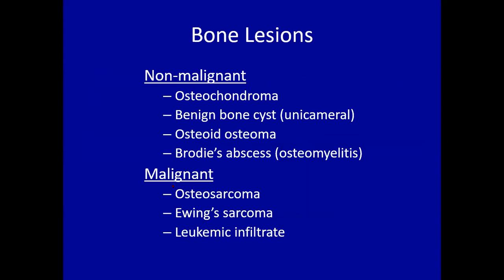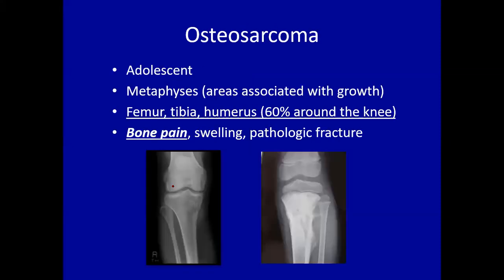So some non-malignant lesions are an osteochondroma, a benign bone cyst, osteoma, and Brodie's abscess. Malignant are osteosarcomas, Ewing sarcoma, and leukemic infiltrates. So an osteosarcoma occurs in adolescence. You'll see it at the metaphysis. It can affect the tibia, humerus, and femur. And there is bone pain and swelling around the pathologic site.